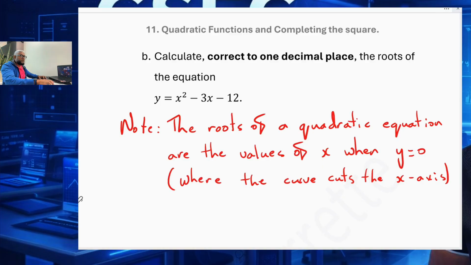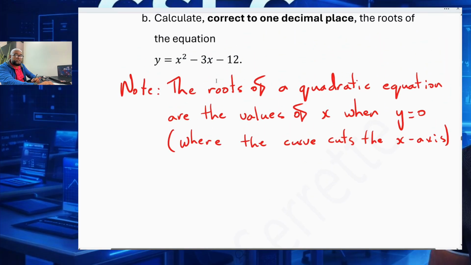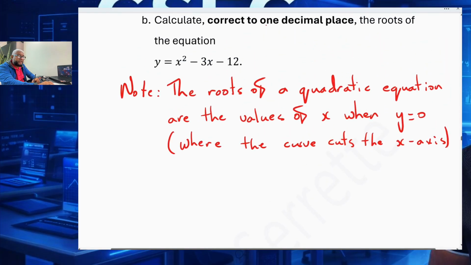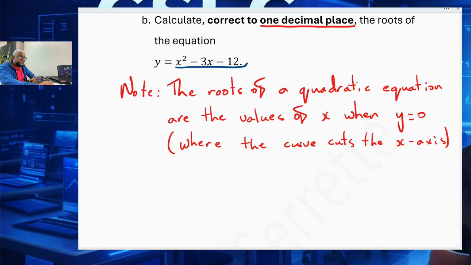So in order to solve this quadratic, which is basically what you have to do, also remember they said to one decimal place, right? I will need to take the quadratic and equate it to 0 because it's basically when y is equal to 0. So I'm going to rewrite the quadratic as x squared minus 3x minus 12 is equal to 0, right?